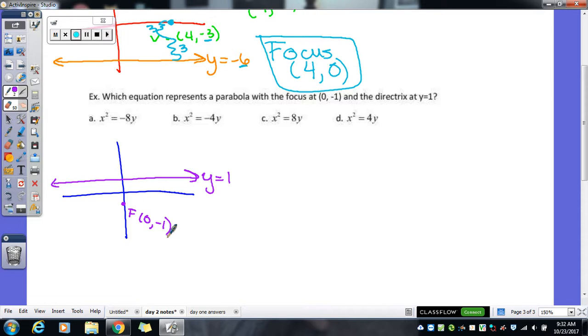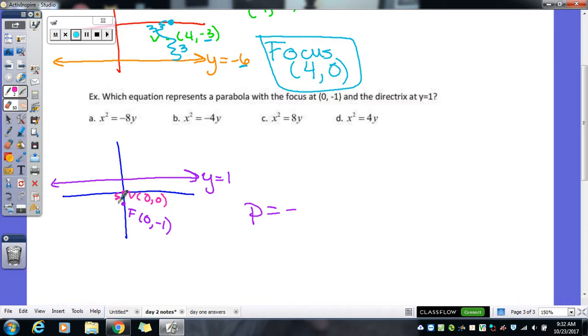So what happens is this time your focus is on the bottom. It has never been on the bottom so far. So since the focus is actually below the directrix, that means your p-value is going to be a negative number. If the focus is below, that means your p-value is negative. That's how we get our negative parabolas there. So our vertex would be right in the middle, at the point (0, 0).